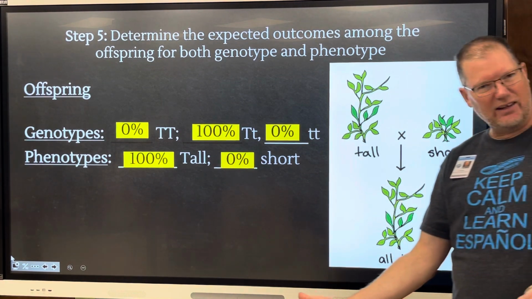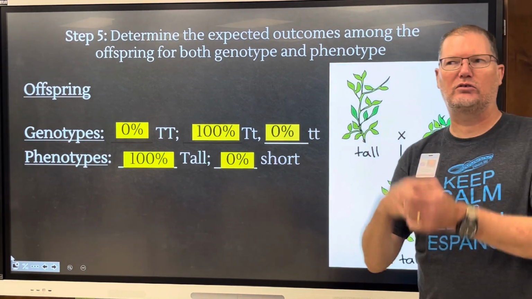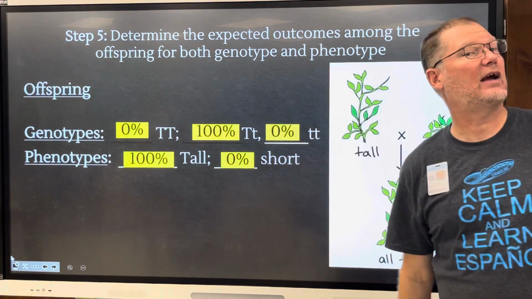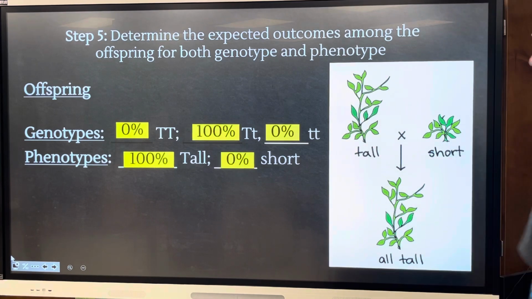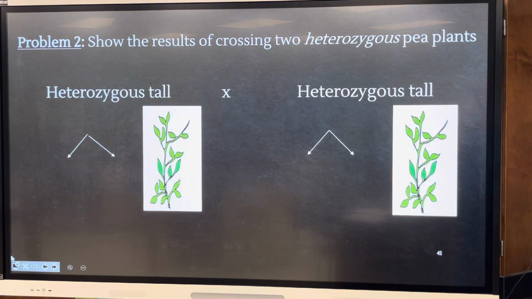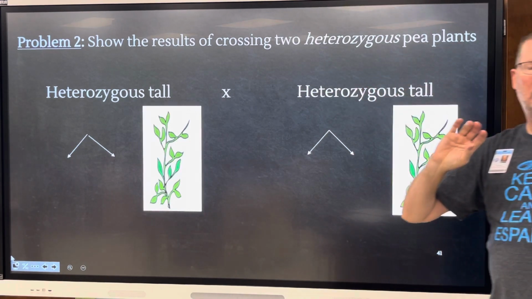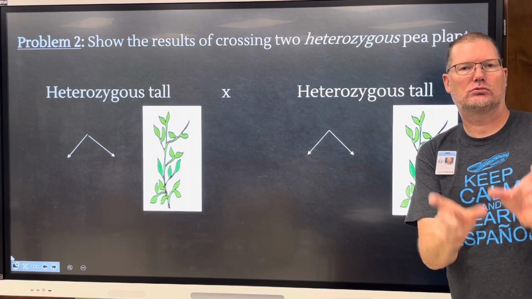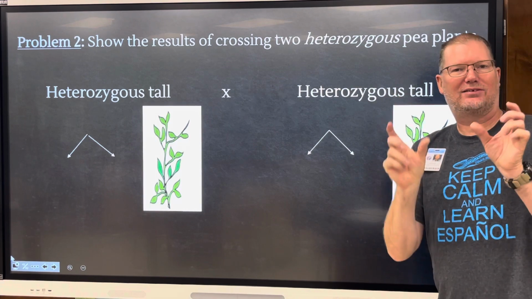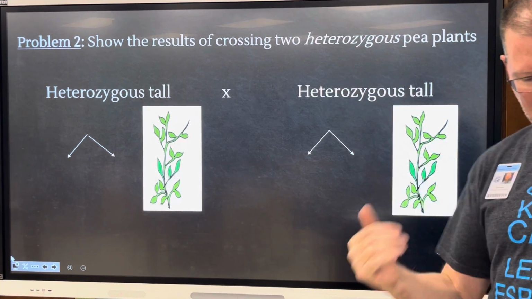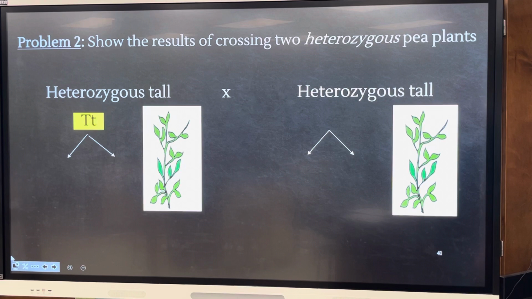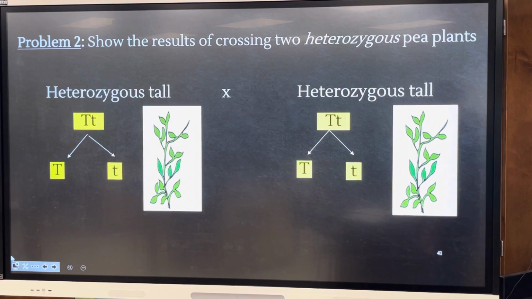It's pretty easy, right? Once you get all that vocabulary out of the way, I think it's pretty easy, if you're paying attention. So now we're going to cross 2 heterozygotes, a mix of tall and short in their genetic makeup, and we're going to see what happens. So write this stuff down in your notes. This is at the bottom of problem 2, bottom of page 9.